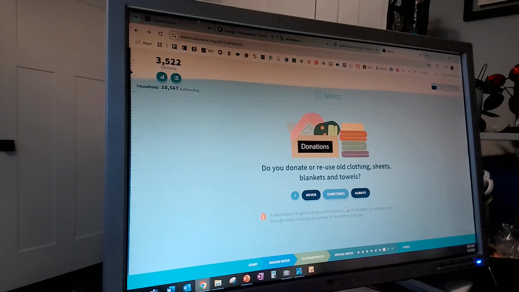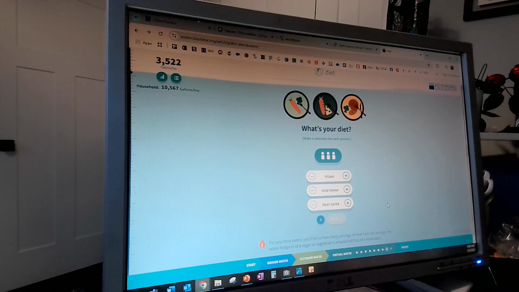Do you donate or reuse old clothing, sheets, blankets, towels? Sometimes. Will's clothes used to be all the time. I would donate them or resell them to be sold at a lower price and things like that. Now that he is a little harder on his clothes, not so much. But yeah, sometimes.